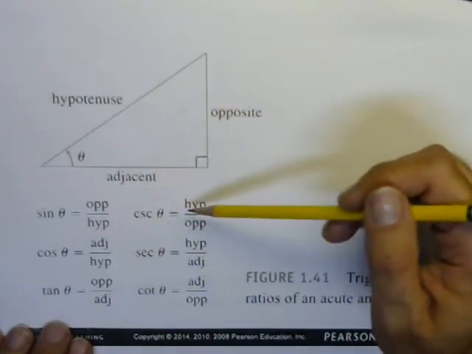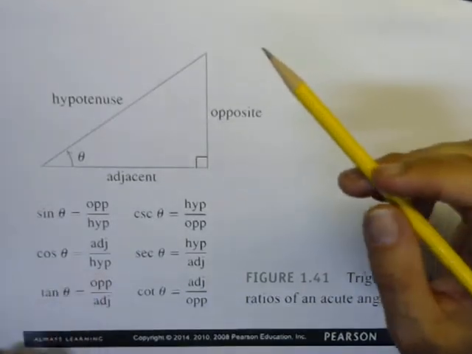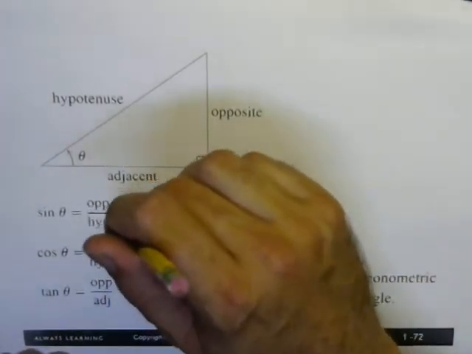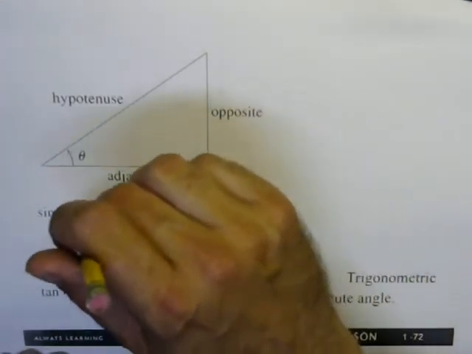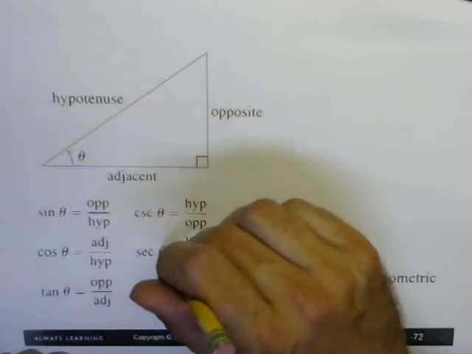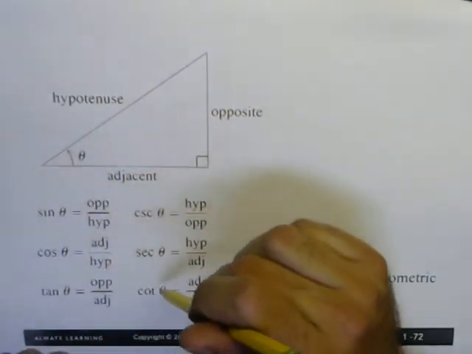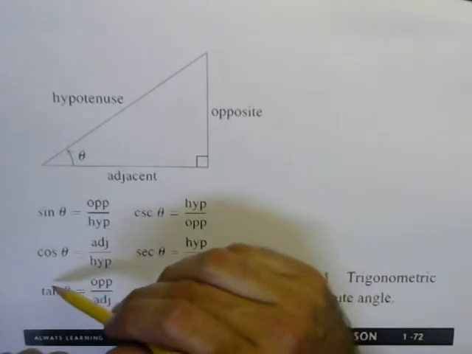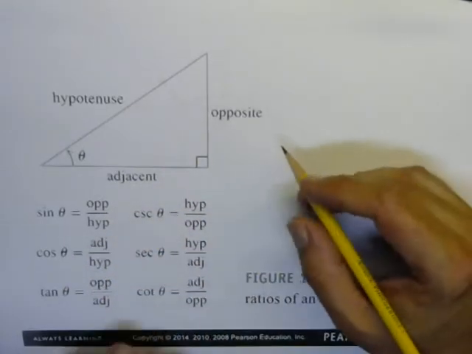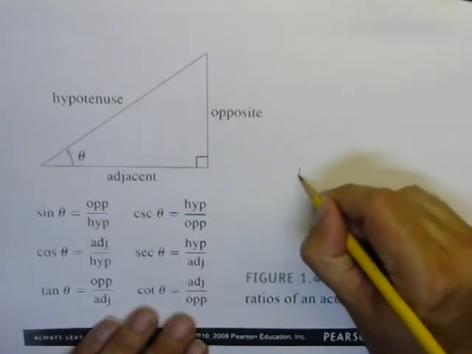The trig functions are defined in this way. And remember that these are reciprocals of these. So cosecant is the reciprocal of sine, secant theta is the reciprocal of cosine, cotangent theta is the inverse of tangent. And don't confuse these with the inverse trig functions, right?